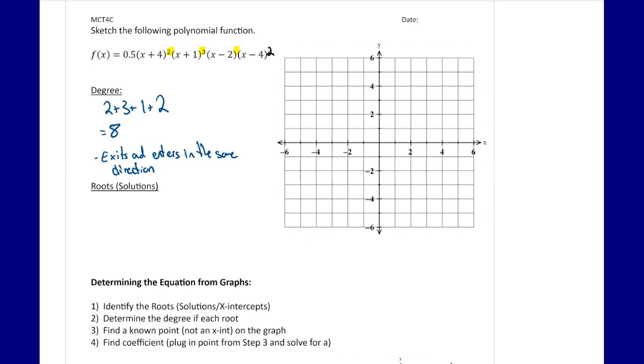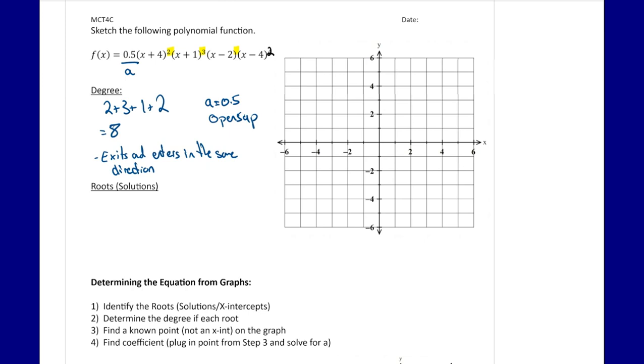We can also say that because the a value, or the leading coefficient, a equals 0.5, it opens up. Negative would be opens down. So that means that it should be opening upwards, something like that.